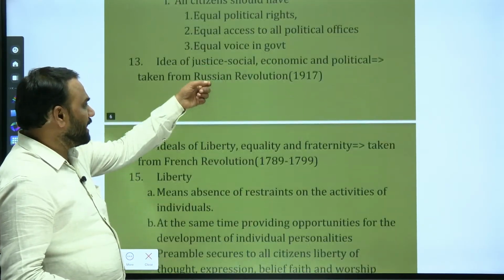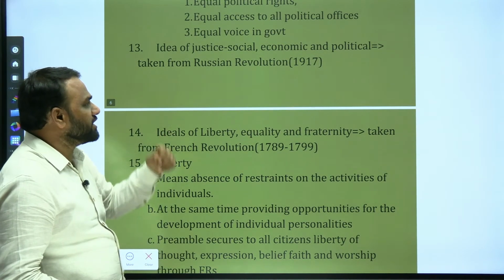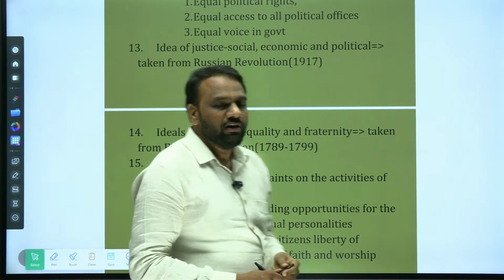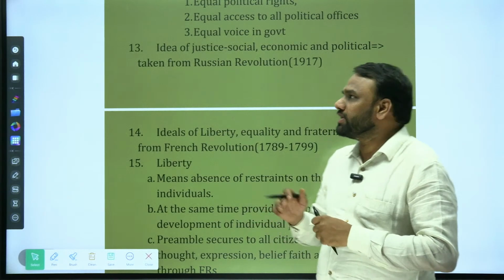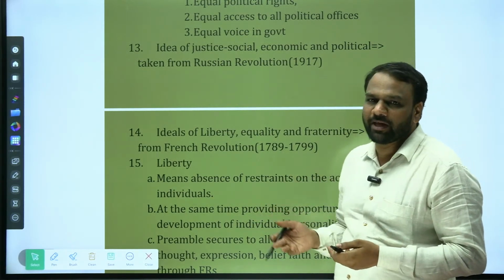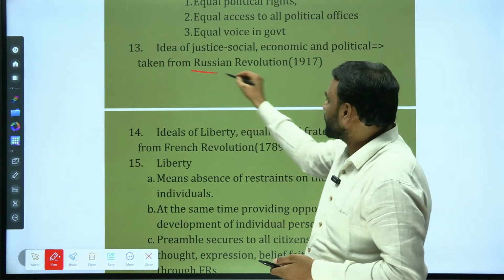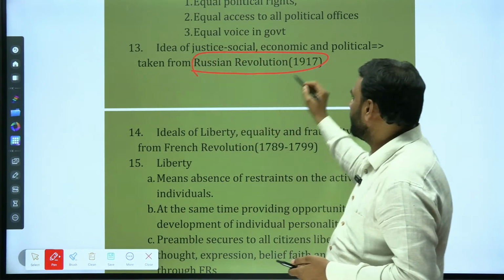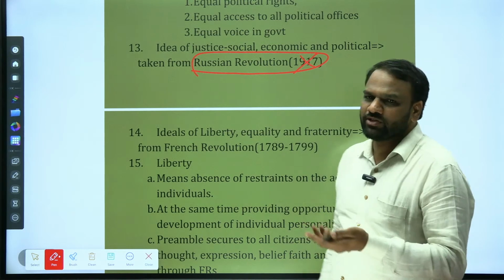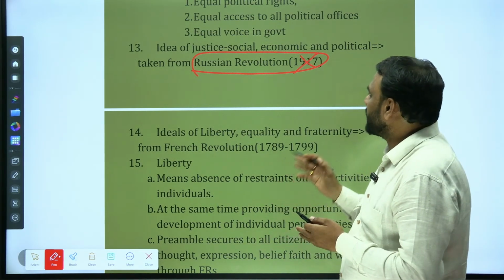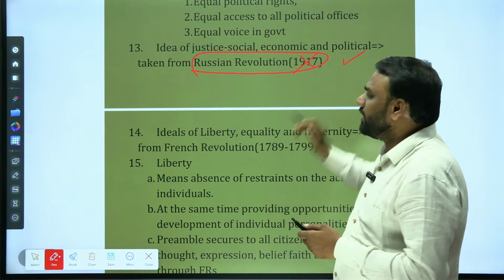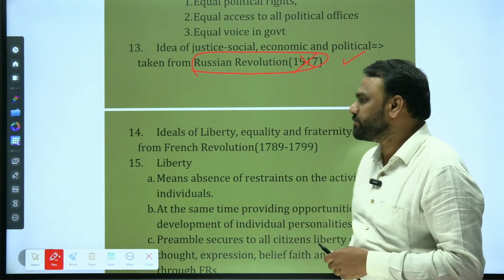Questions might be framed. For example, the idea of justice, social, economic and political: from which constitution has India borrowed these concepts? Such a question might appear in the prelims. This concept was borrowed from the Russian Revolution. The year 1917 is not important, but the idea of justice, social, economic and political has been taken from the Russian constitution. Very important from the prelims point of view.